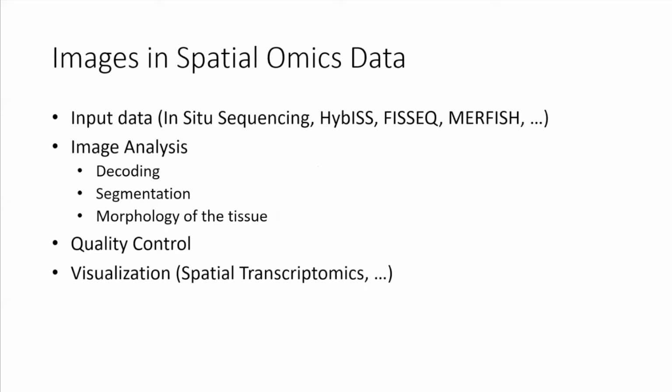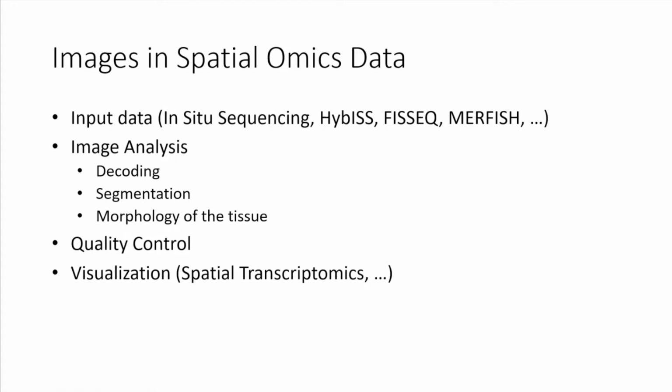First, they can be the input data, for example, for in situ sequencing or most of the methods that Lars just talked about in the previous course. But we also use them for a lot of analysis. First, for decoding the data for the methods that were just mentioned, or if you want to do segmentation of the cells, or if you want to look at the morphology of the tissue and so on. We also use them for quality control, or just to display the data on top of the image and check that it makes sense.